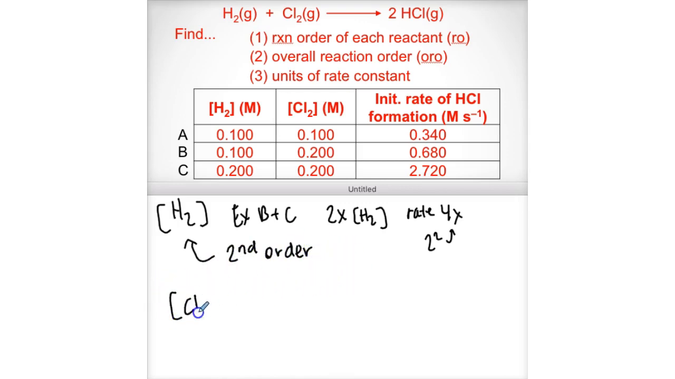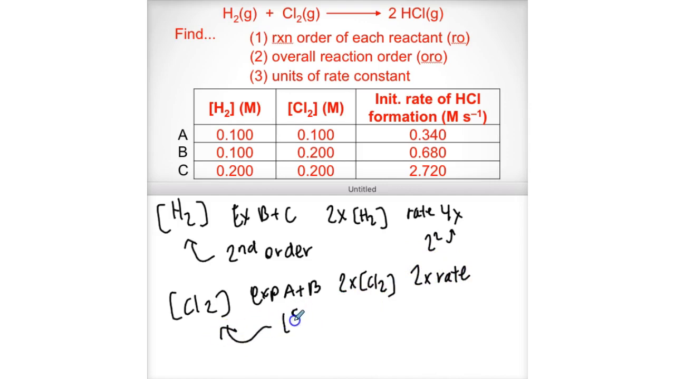Now if we look at chlorine, we find a change. We could use A and B. Because look, here it doubles, and here it's the same. Okay, so we could use A and B. So from A to B, you see double the chlorine, and that causes the rate to increase by 2. It's directly proportional. So that means this guy undergoes a first order.